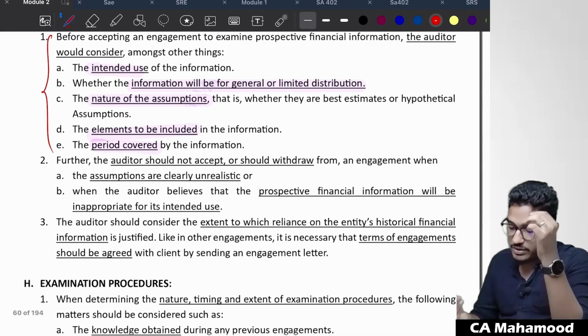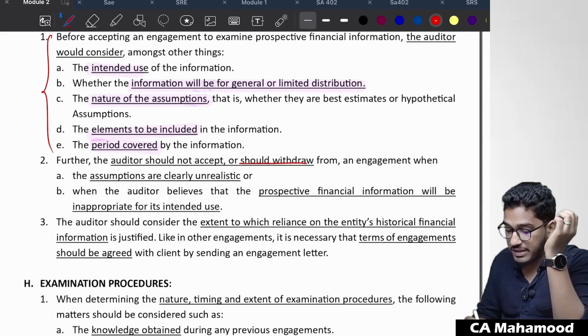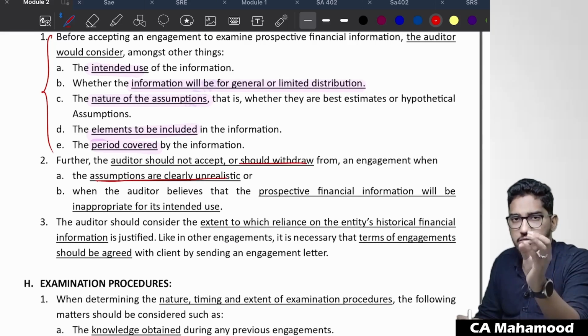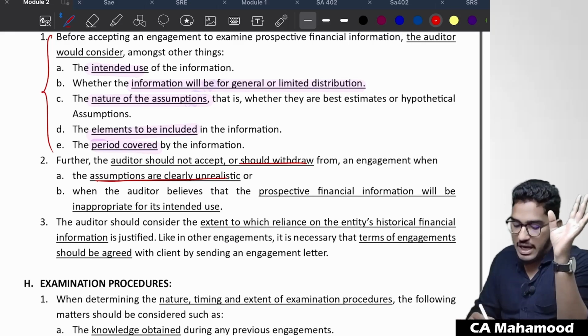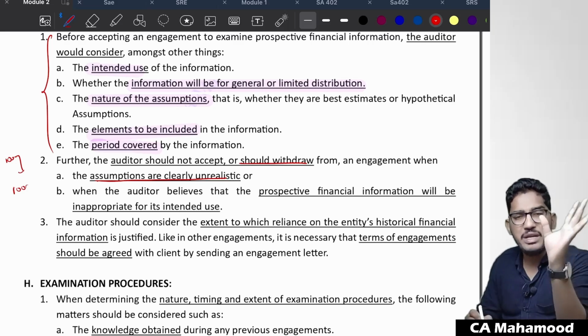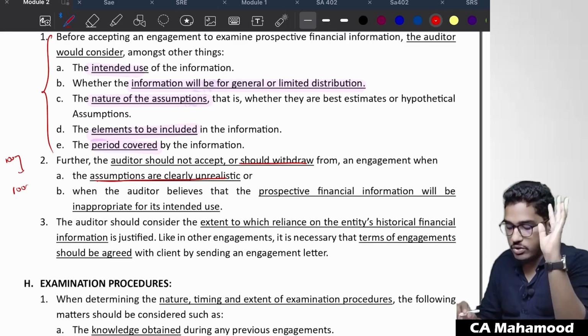Next one. Further, the auditor should not accept or should withdraw from the engagement when the assumptions are clearly unrealistic. When you feel that the assumptions management has made are clearly unrealistic, so many unrealistic assumptions they have made. Last year profit was 100 crores. In the current year, they are estimating they will make 1000 crores of profits. Completely unrealistic. Don't accept. Or after accepting, if you came to know, withdraw.